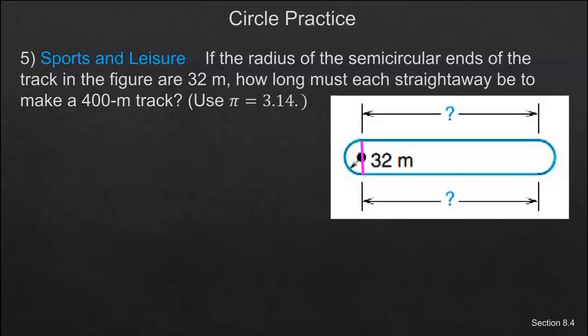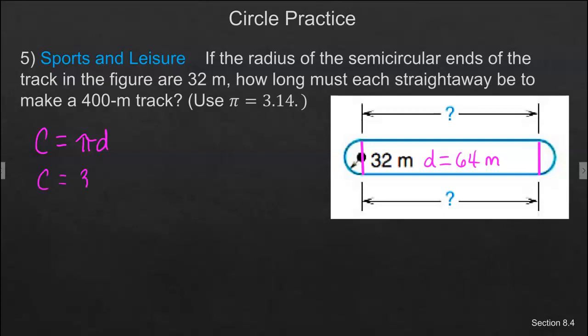And so the radius is 32, but we also have a semicircle on the other end. So that means we have a total of one full circle. And we're talking about circumference here because it's the length of the track. So we're going to find the circumference of the circle. I'm going to use pi times the diameter, and in this case our diameter is going to be 64 meters because we just double, or times 2, on the 32 meters.